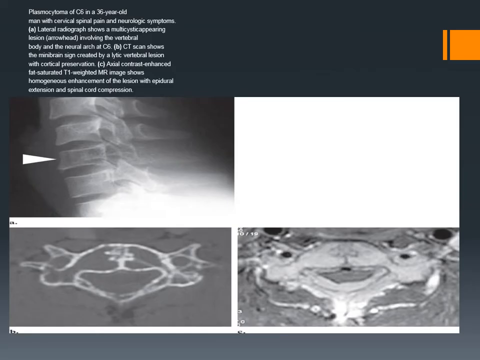In this case, a lateral radiograph shows multicystic appearing lesion involving vertebral body and neural arches at C6. Mini brain. Of mini brain, yes. As CT scan, yes. Enhancement. Extension to the spinal canal.